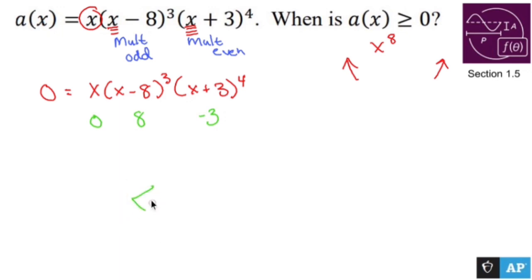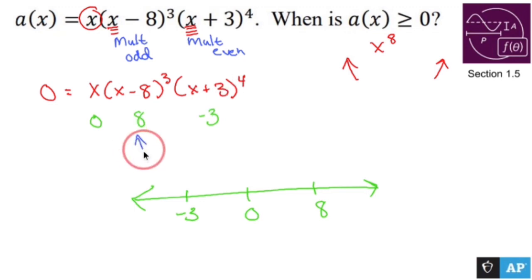So let's draw ourselves a sign graph. Magic happens at negative 3, at 0, and at 8. Now, I know the beginning of my graph starts up here. When you're dealing with multiplicity, the first 0 I'm heading towards is negative 3. If your multiplicity is even, your graph does not go through the x-axis. It just shoots right off.